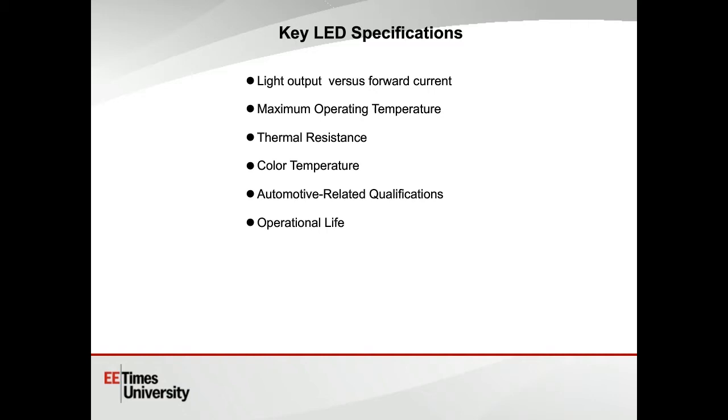The next specification is maximum operating temperature. This is extremely important because the hotter the LED gets, the worse it performs, both in terms of light output and operating life. So if you operate an LED consistently at maximum operating temperature, you can expect to see the light output degrade and the operating life reduce considerably. Conversely, operating below the maximum level has a dramatic effect in the opposite direction. So the light output will increase and the LED will last longer.